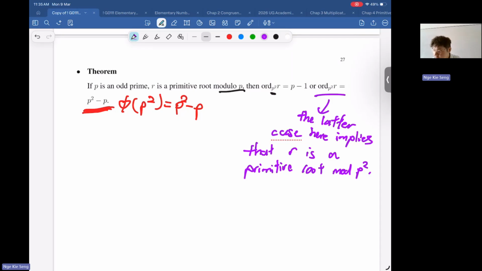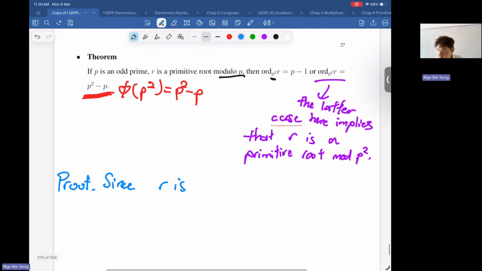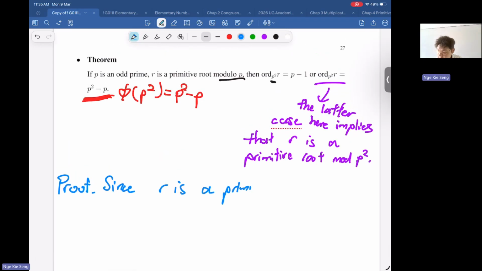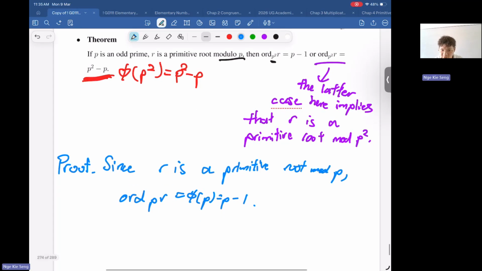Okay, let's prove this. This is a very nice exercise. Since r is a primitive root mod p, what does primitive root mod p mean? The order of r should be phi of p, which is p minus 1.